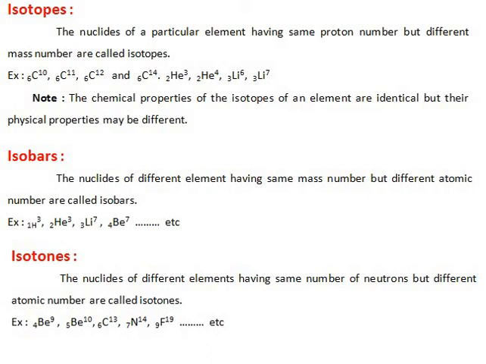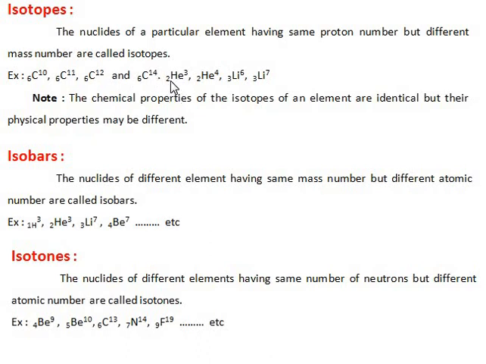Isotopes. The nuclides of a particular element having the same proton number but different mass number are called isotopes. Here you can see the example 6C10, 6C11, 6C12 and 6C14. In all these carbon nuclides, the proton number 6 is the same, but the mass number is different, that is 10, 11, 12 and 14.